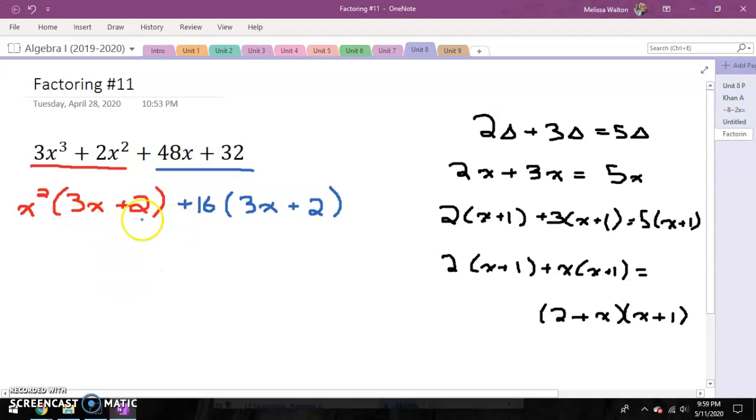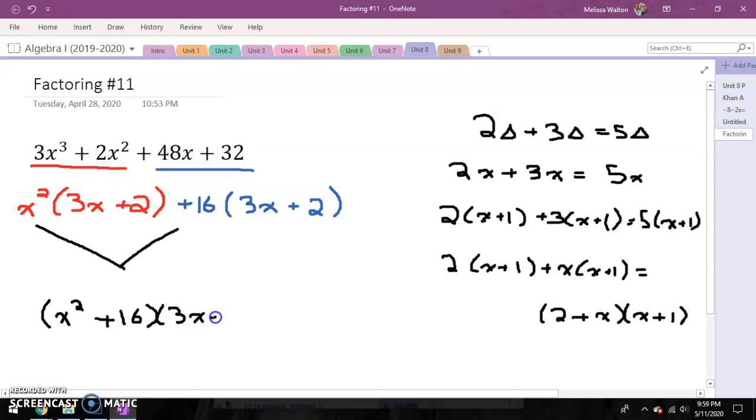So here is how I'm going to combine these. All I did is I had a like term and then I combined those two things. So here's the deal. I have a like term. I have 3x plus 2 and 3x plus 2. And how many of them do I have? Well, I have x squared plus 16 times 3x plus 2.